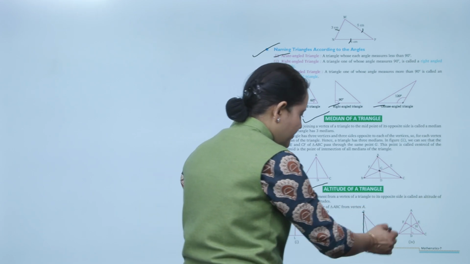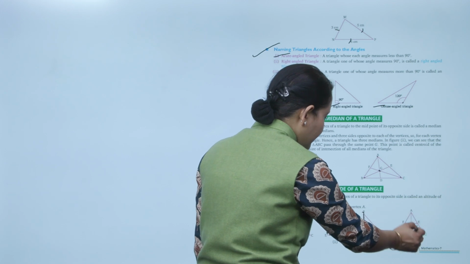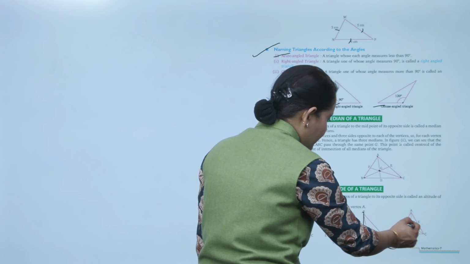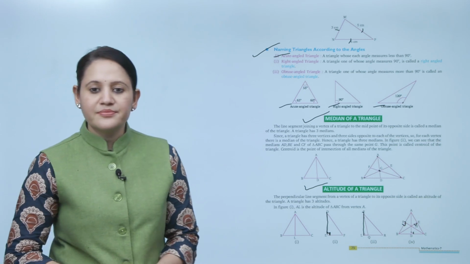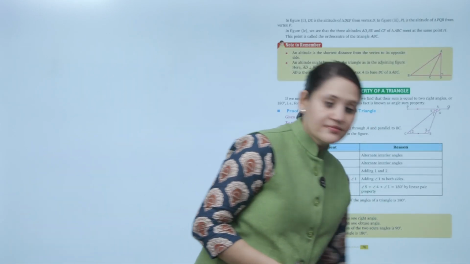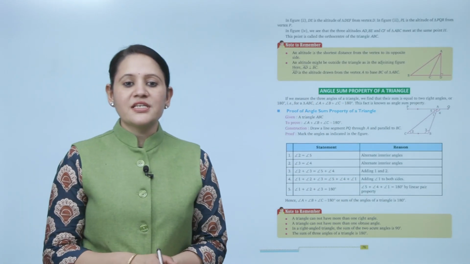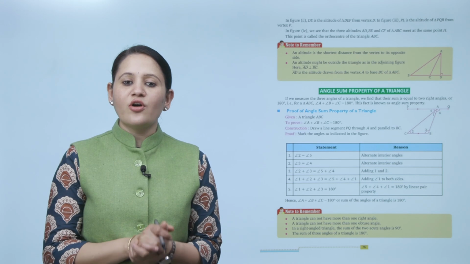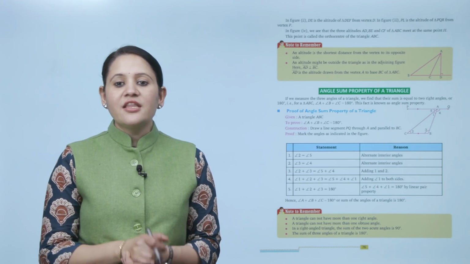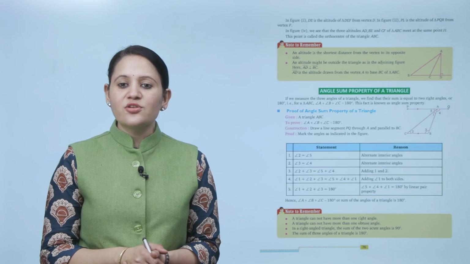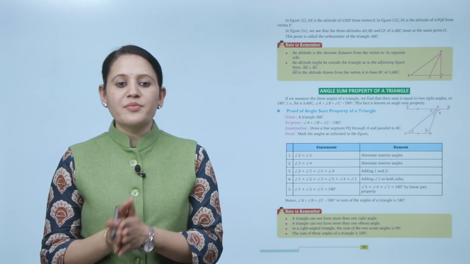This is the altitude, and here 3 altitudes are there. Clear? In figure 2, DM is the altitude of triangle DEF from the vertex D. In figure 3, PL is the altitude of triangle PQR from the vertex P.